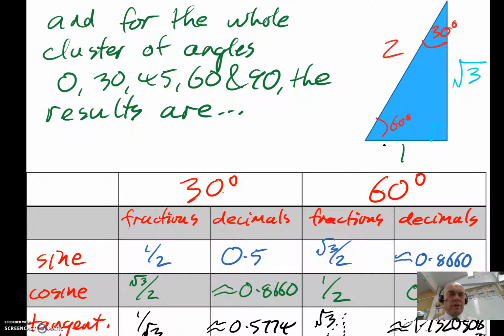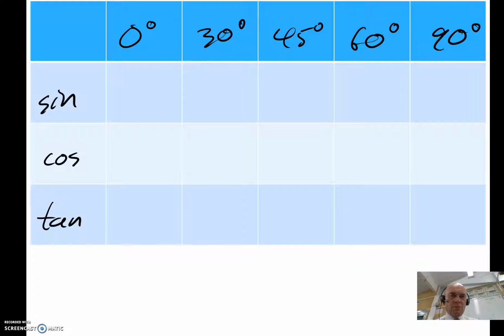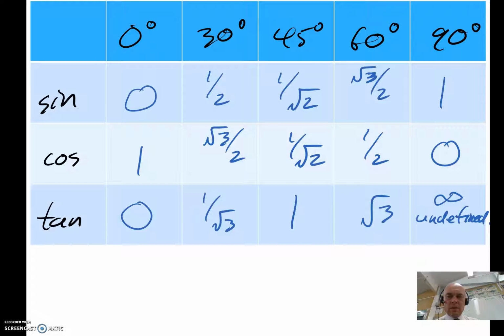For the whole cluster of angles, 0, 30, 45, 60, and 90, the results are, there we go, put them all in, and that is a nice little way to find your way through 5 angles, each with sine, cos, tan, 15 results that you can do without a calculator.